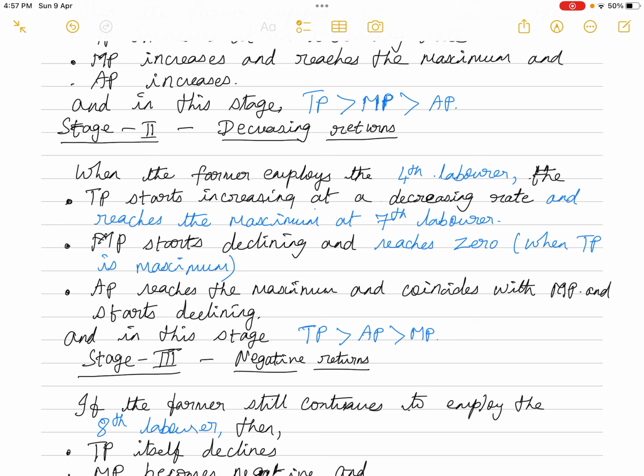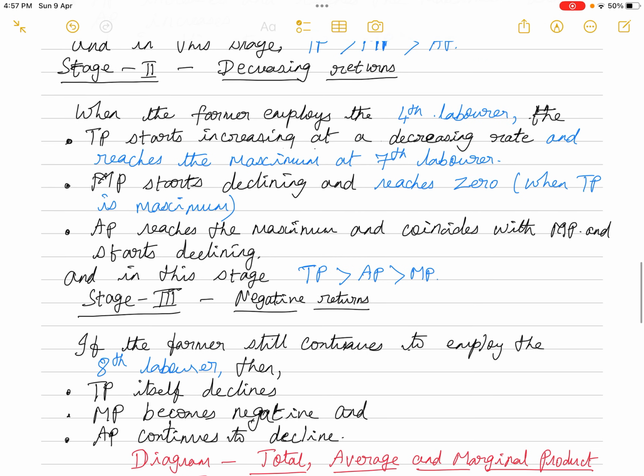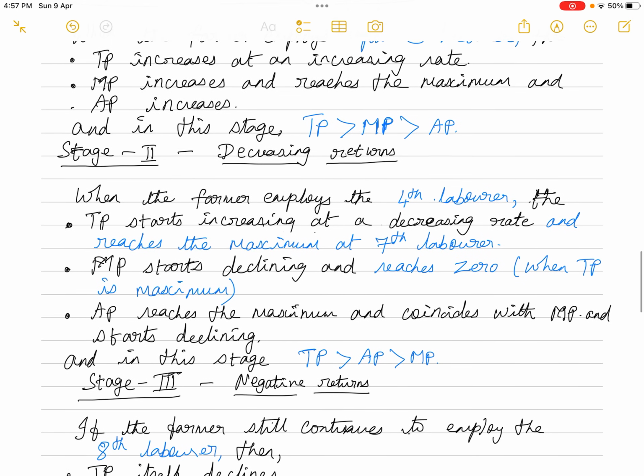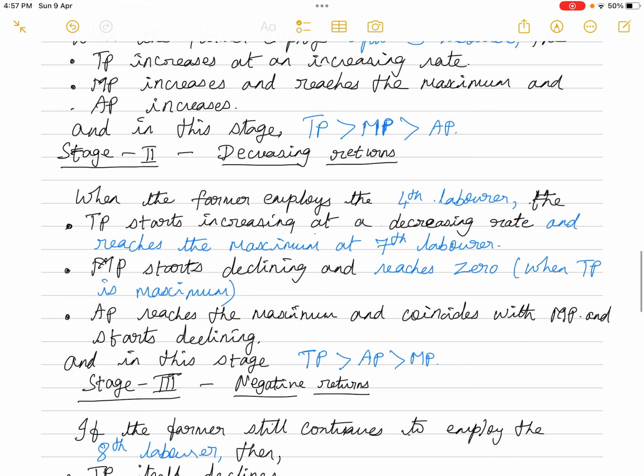When the farmer employs the 4th laborer, what is happening? The TP starts increasing at a decreasing rate. That's why the marginal product starts decreasing and reaches the maximum at 7th laborer. MP starts declining and reaches 0. Just now we have checked out when TP is maximum. And AP reaches the maximum and coincides with MP and starts declining.